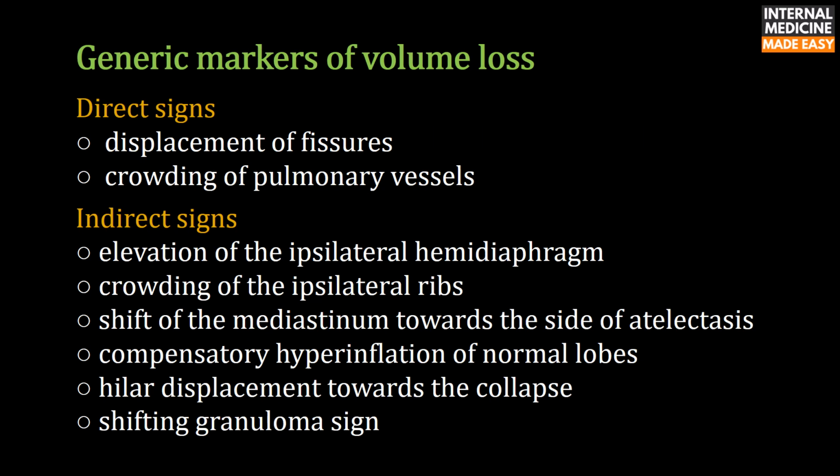Generic markers of volume loss. The direct signs are displacement of fissures, crowding of pulmonary vessels. The indirect signs are elevation of the ipsilateral hemidiaphragm, crowding of the ipsilateral ribs, shift of the mediastinum towards the side of atelectasis, compensatory hyperinflation of normal lobes, hilar displacement towards the collapse, and shifting granuloma sign.